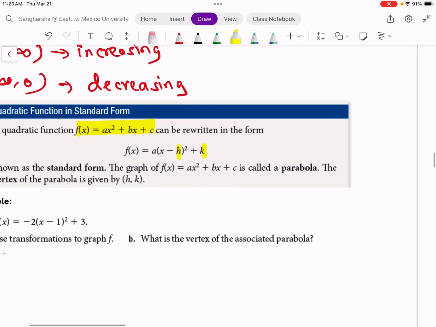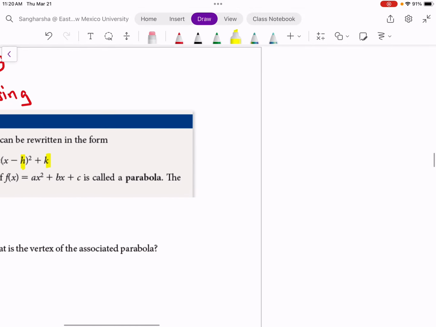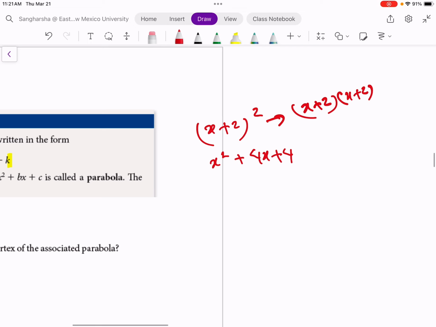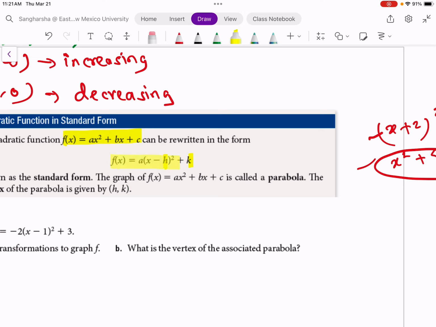For example, if we have x plus 2 whole squared and x squared plus 4x plus 4, are they the same thing? What do you think? These two are the same. If we expand, this is x plus 2 times x plus 2, and if we use FOIL, this is what we get. These two are the same thing, only their form is different. That's what I'm trying to tell you here. These are exactly the same function, but in different forms.